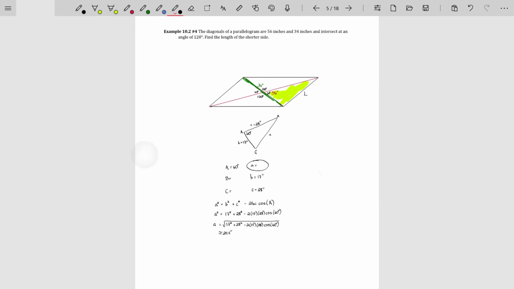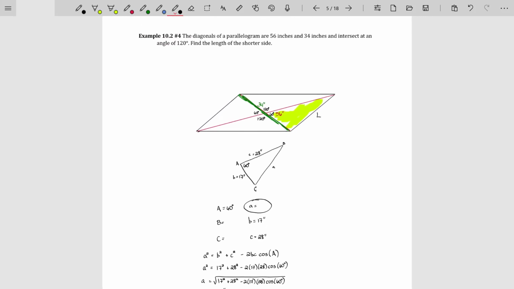All right, so there we have it. Sort of an application of the law of cosines, but I actually will have a couple videos for applications of the law of cosines after this.